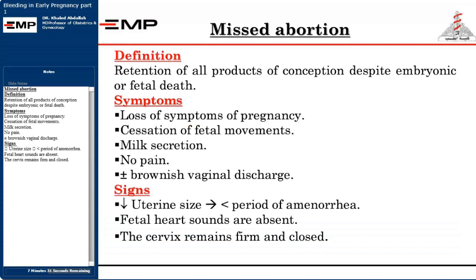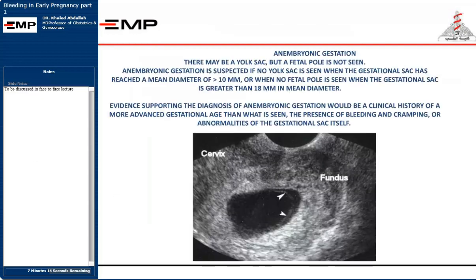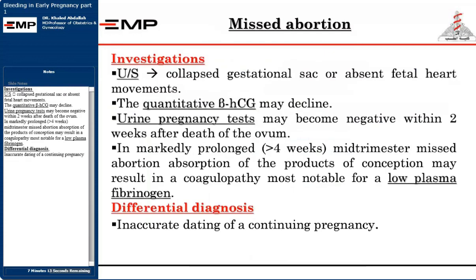Milk secretion. No pain. Plus or minus brownish vaginal discharge. Signs: uterine size, period of amenorrhea. Fetal heart sounds are absent. The cervix remains firm and closed. To be discussed in face-to-face lecture.